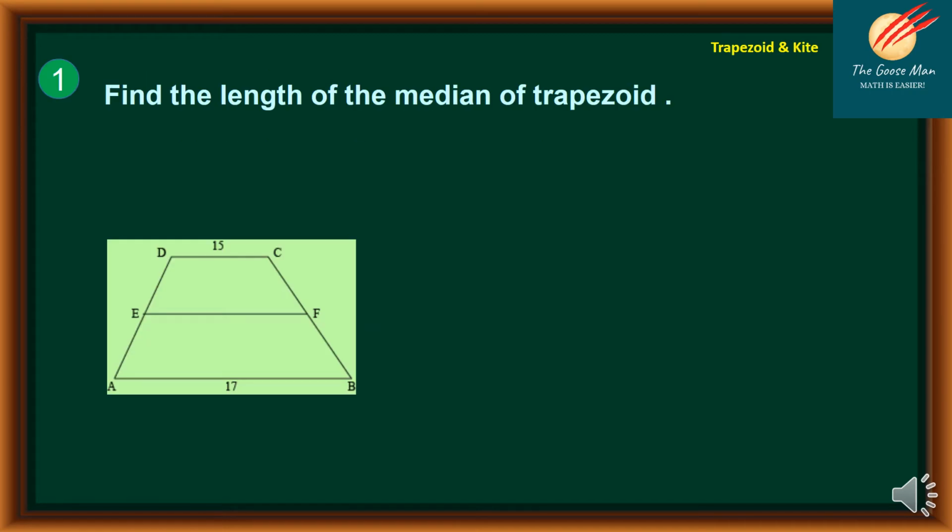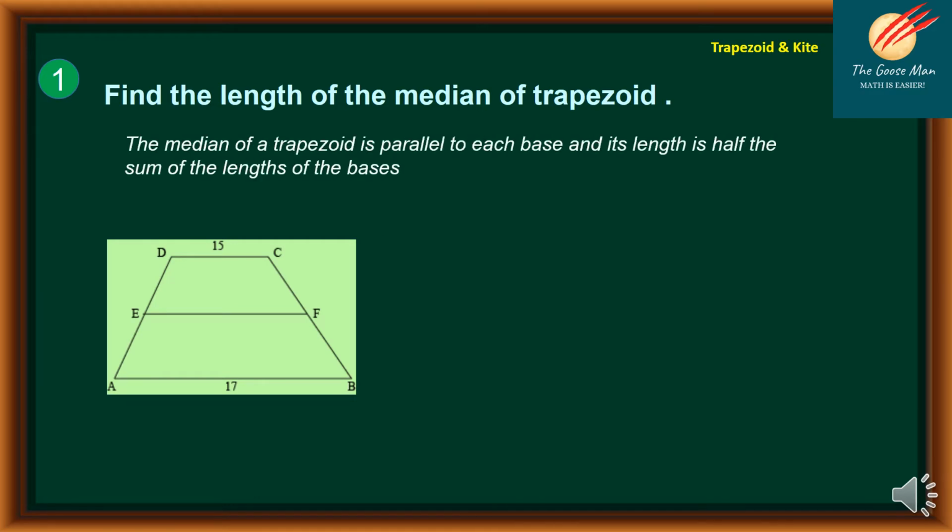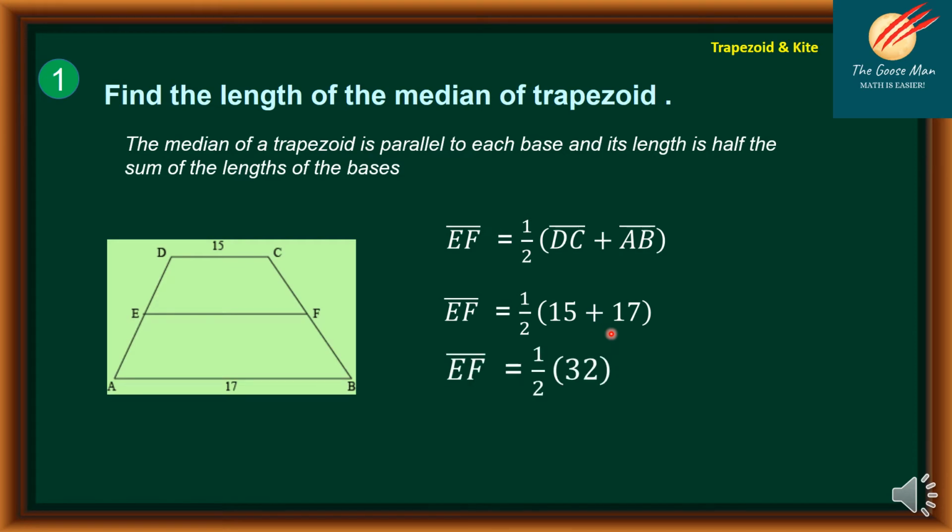So let's consider the following examples. Find the length of the median of the trapezoid. By the way, the median of a trapezoid is parallel to each base and its length is half the sum of the lengths of the bases. Let's consider the trapezoid DCBA. EF is equal to 1/2 times DC plus AB. We substitute the given: 1/2 of 15 plus 17. So EF is equal to 1/2 of 32, or EF is equal to 16 units.